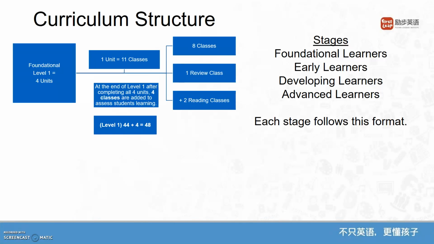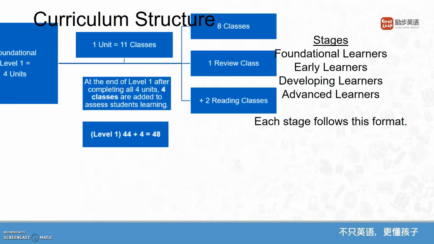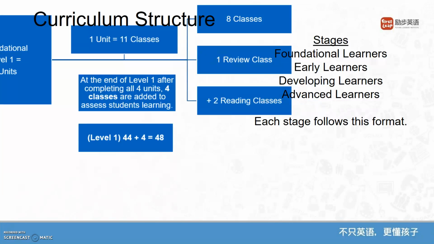Remember, stage 1, such as the foundational learner stage, includes 4 levels. So what's in a level? One level has 4 units. Each unit has 11 classes. 8 of the classes are regular lessons covering language and content subjects. A 9th class is used to review material covered in the 8 lessons previously.